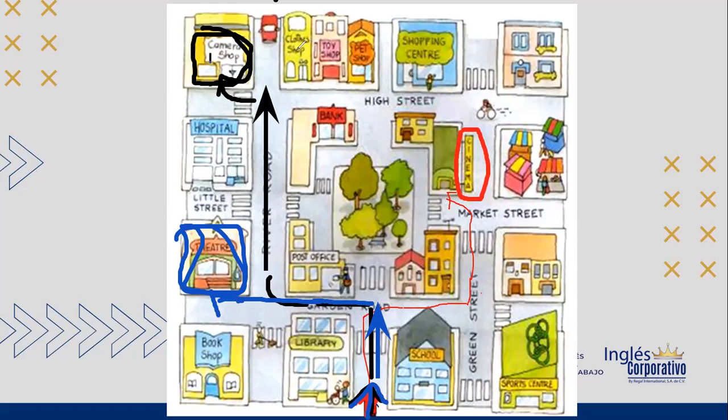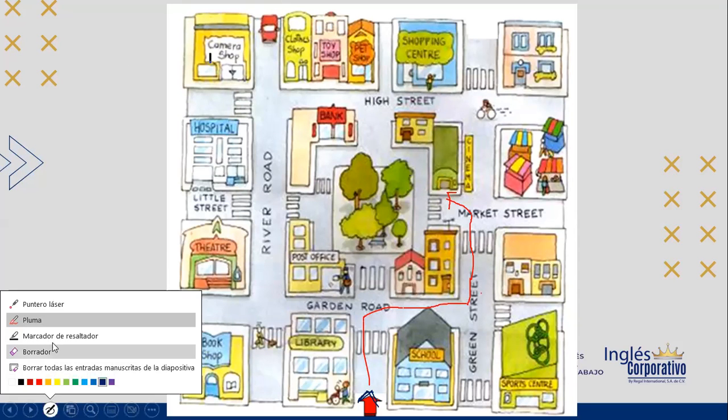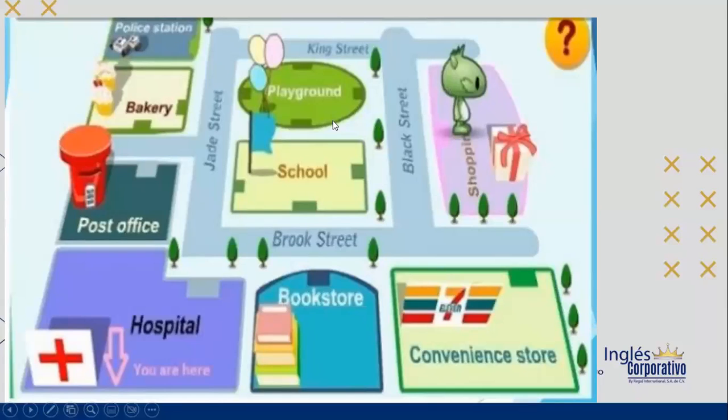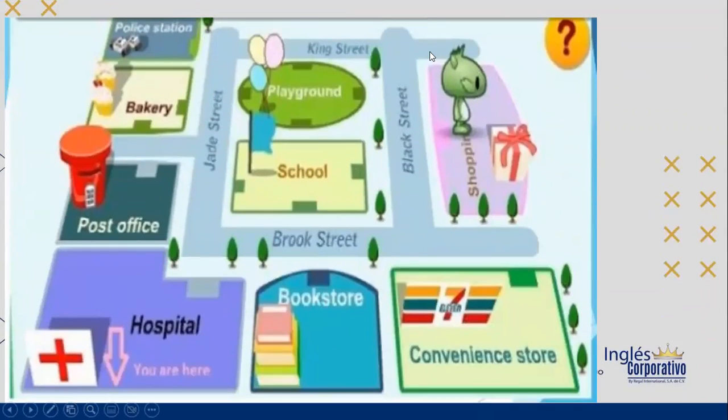Sí, vaya, miren, es que básicamente, por ejemplo, yo le voy a dar una dirección, pero no vamos a utilizar este, vamos a utilizar el otro. Wait a second. What is happening here? Wait. Voy a poner el otro mapa. Okay, so this is my map. Este está más fácil, obviously, porque tiene menos. Okay, vaya. Yo voy a estar aquí, miren, you are here.